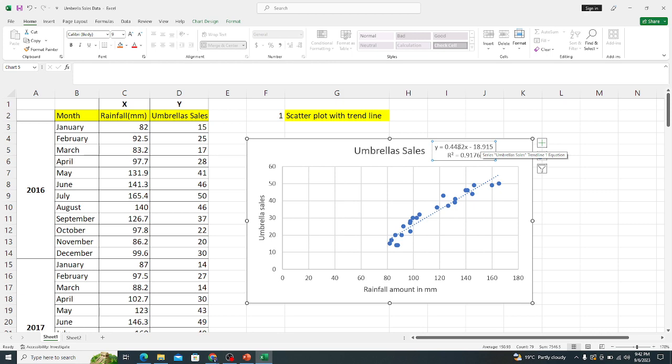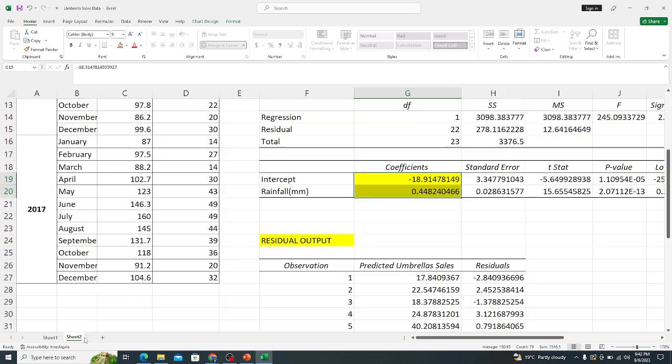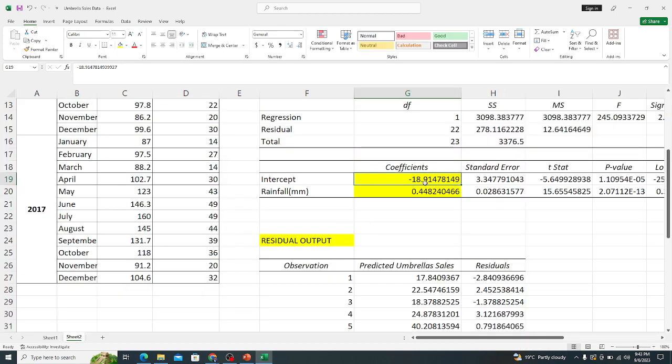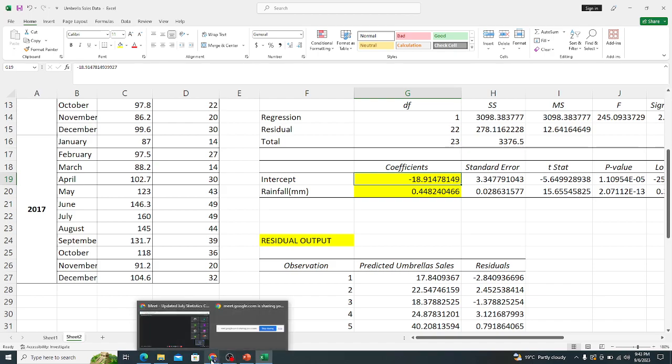0.4482. Here we have 0.4482 rounded off. Then for the intercept, we have 18.915. Here we have 18.91.